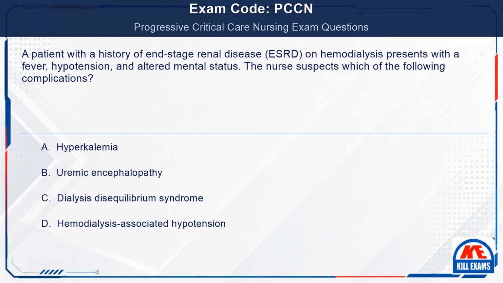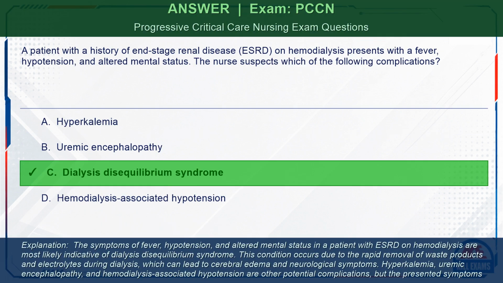Question 3. A patient with a history of end-stage renal disease, ESRD, on hemodialysis presents with a fever, hypotension, and altered mental status. The nurse suspects which of the following complications? Option A. Hyperkalemia. Option B. Uremic encephalopathy. Option C. Dialysis disequilibrium syndrome. Option D. Hemodialysis-associated hypotension. The correct answer is option C.